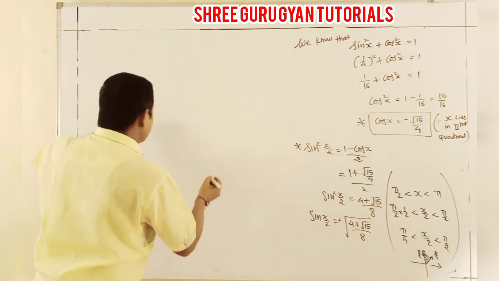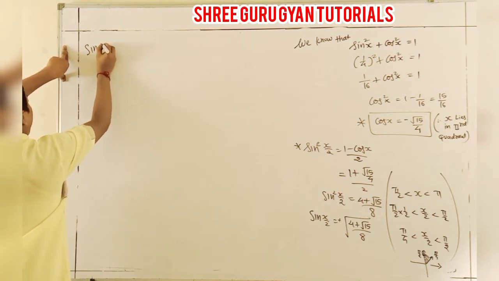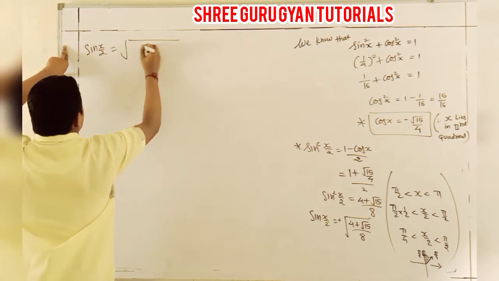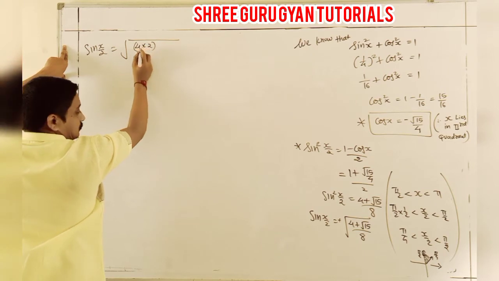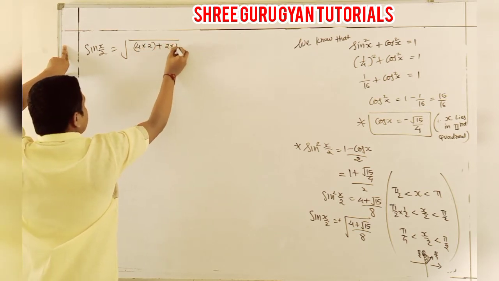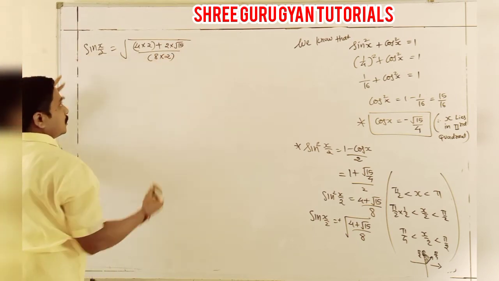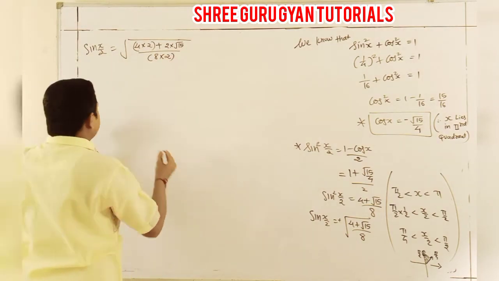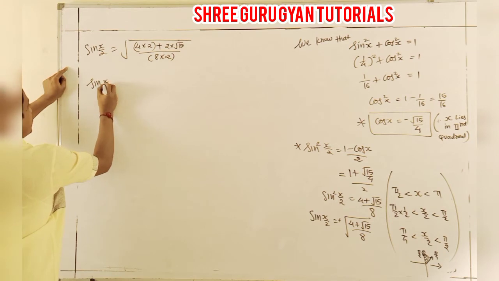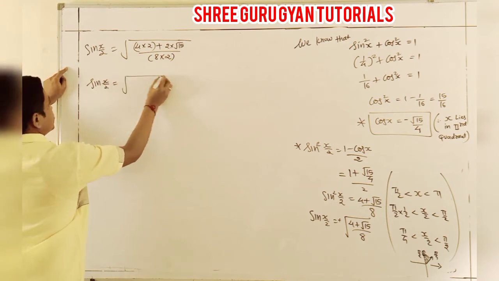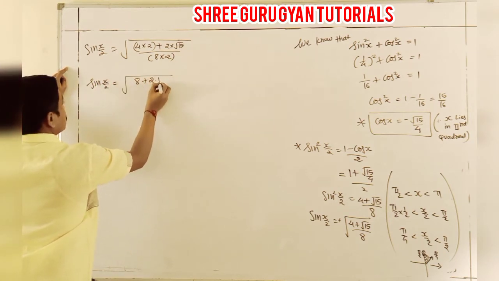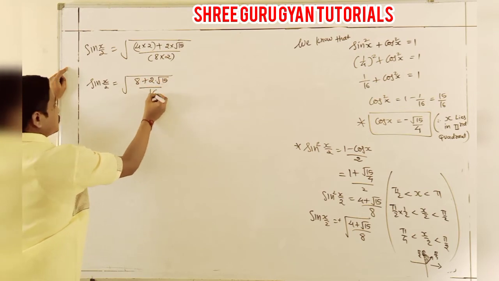So sin x by 2. Can we multiply by 2 here and here, by 8 into 2? I just multiply and divide by 2. So sin x by 2 squared is (8 plus 2 root 15) by 16.